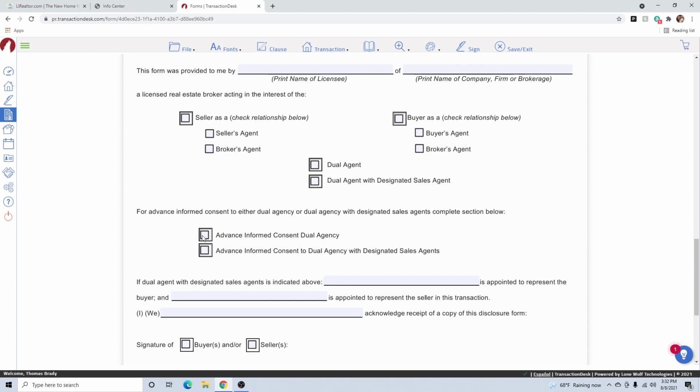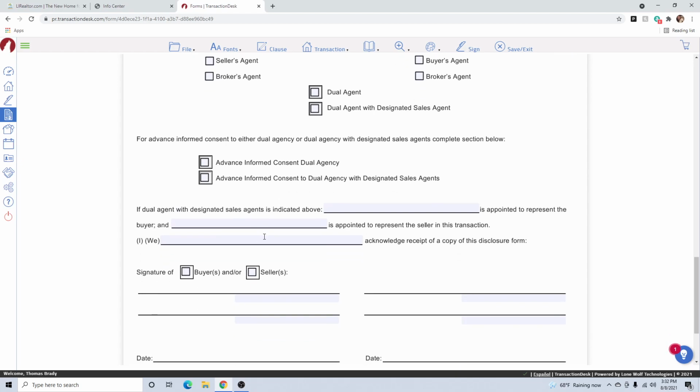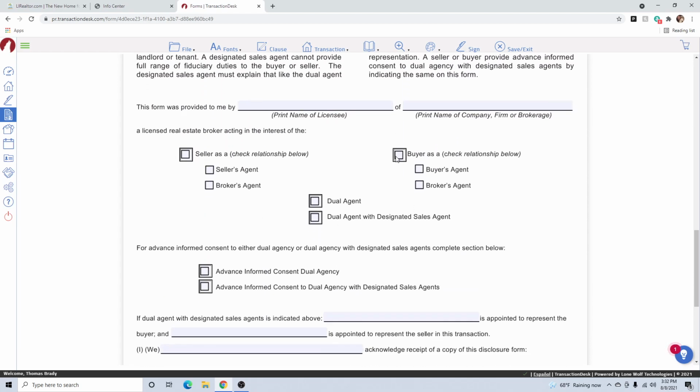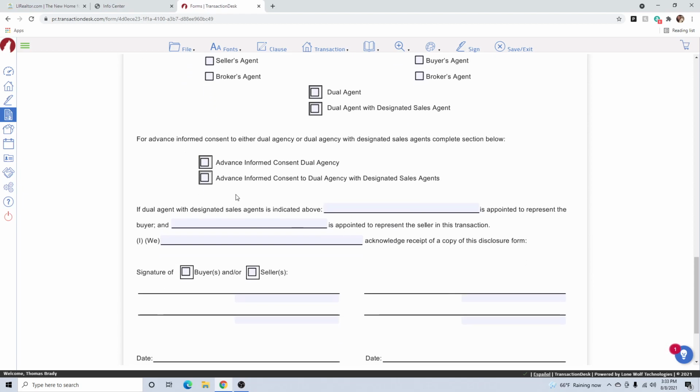Okay, so you get the advance consent from sellers so that, if you have a buyer client, you can show them the listing. The seller will be agreeing to let your buyer clients, not buyer customers, see the listing. Now in the case of a buyer, you would also check the dual agent or dual agent with designated sales agent advance consent, because that way you can show your broker's listings to your buyer client. Because the seller is a client of your broker, you would have dual agency if you have a buyer client. So it gets a little sticky.